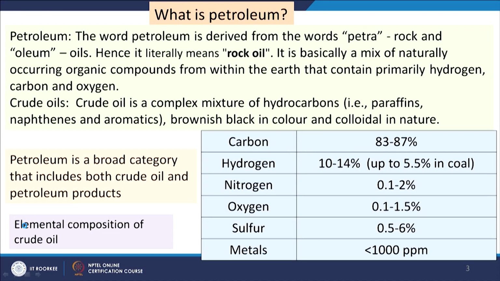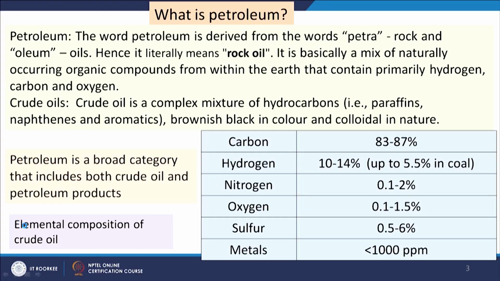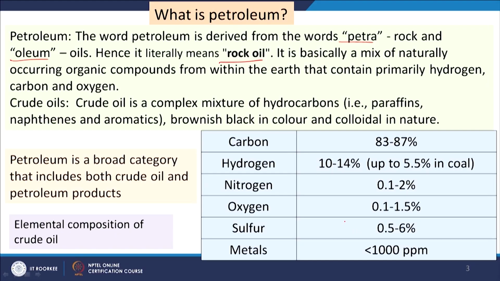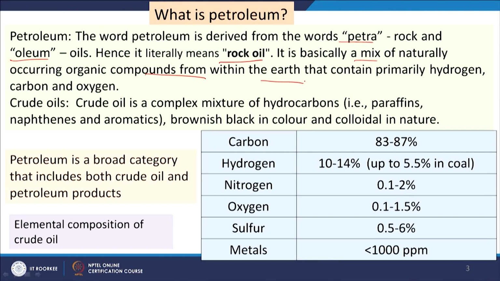Now, let us see what is petroleum. As the word says, petroleum is derived from petra and oleum. Petra means rock and oleum is oil. So, literally it means rock oil, and it is basically a mix of naturally occurring organic compounds from within the earth that contain primarily hydrogen, carbon and oxygen.